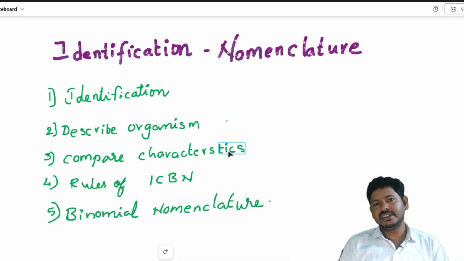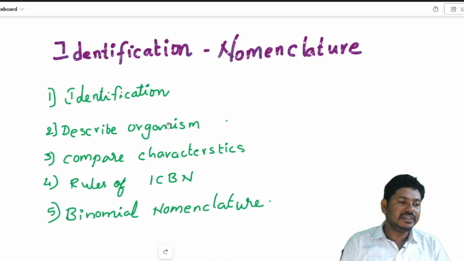So by these 5 steps we can clearly describe the nomenclature lesson. Okay, so what is nomenclature? I already told you, it is name giving to an organism. So how can we give a name to an organism? Here there are 5 steps. The first step is identification. What is that?